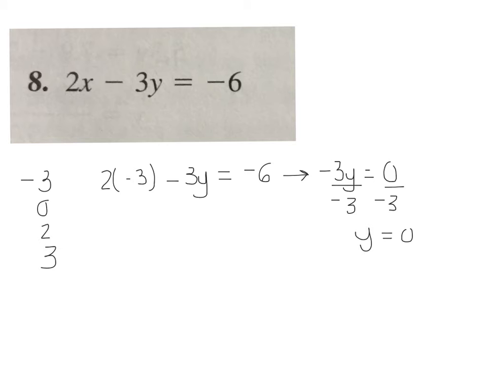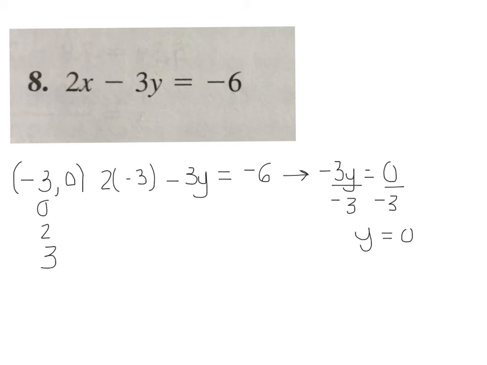So what we really just found was the x-intercept, because when -3 was substituted in for x, we found that the y came out equal to 0, and an x-intercept always has a y-coordinate of 0.